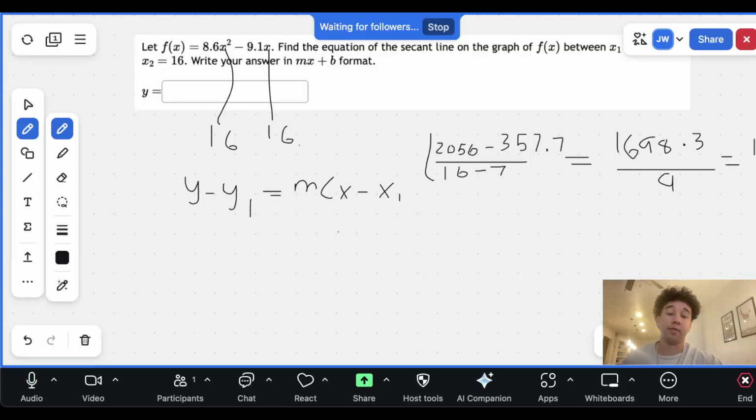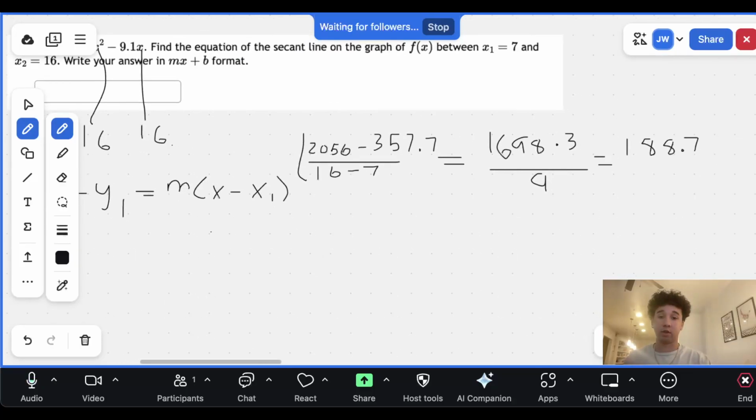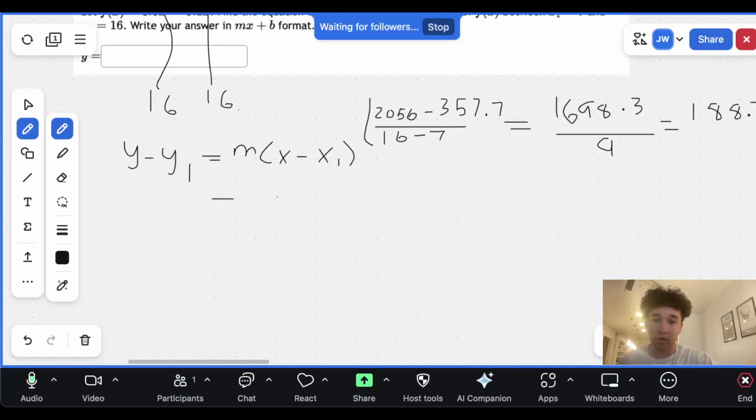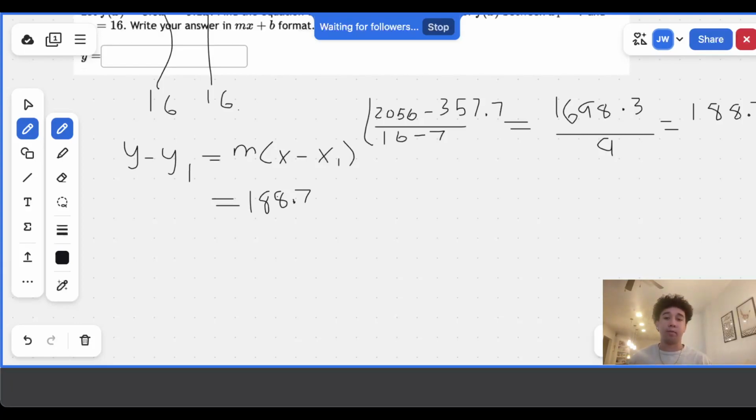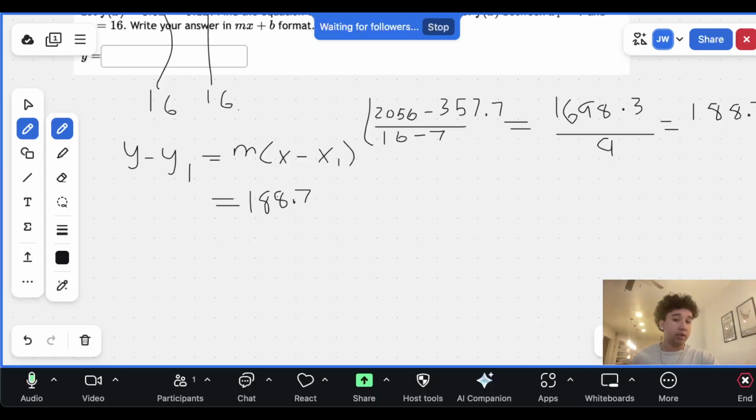Okay, from here I'm just going to plug my numbers in, right? I just found the slope, which is 188.7. So I'm going to rewrite this with 188.7 instead of m. Now, since this is a line, the line's going to be the same no matter which point I use. So it actually doesn't matter. I just have to stick with one point. I'm going to do 7 and 357.7 because the numbers are smaller. I don't feel like dealing with big numbers.